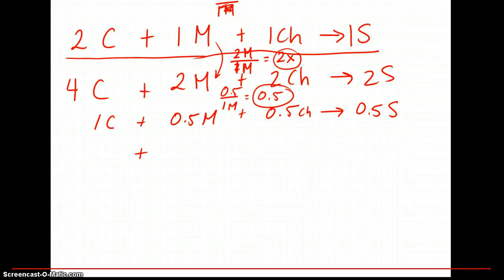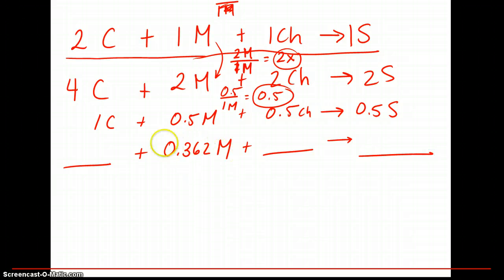Let's say, for example, I have 3.362 of a marshmallow. And do the same idea. How much of a cracker do I need? How much chocolate do I need? And how much of a s'more is it going to make? So I take this number. This is what I'm given. That goes on the top.